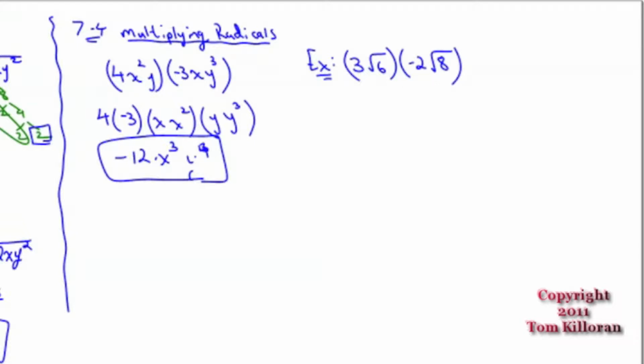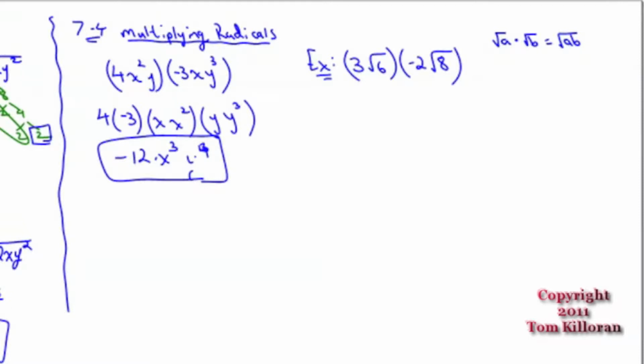3 square roots of 6 times negative 2 square roots of 8. We're going to be using the product property: the square root of a times the square root of b is equal to the square root of ab. So anytime you have two radicals multiplied together, you put it under one radical and just multiply the stuff together. Of course, anything sitting on the outside stays on the outside.